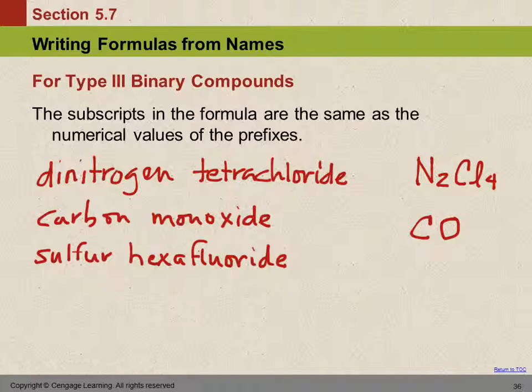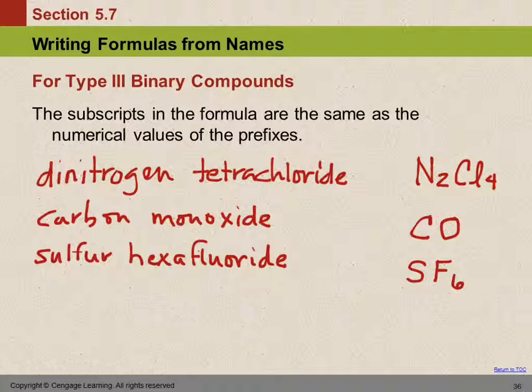Sulfur hexafluoride. What would the formula for that one be? SF6. SF6. So sulfur, there's no prefix, so it's just one. Hexa is a prefix for 6. A hexagon has 6 sides. Another way you can remember that is hexa and 6 both have an X in them. None of the other numbers or prefixes have X's.